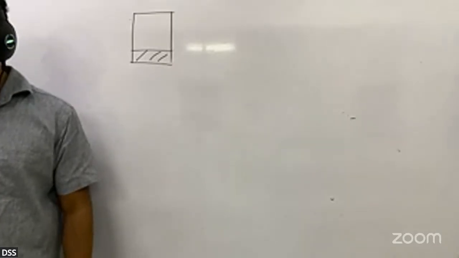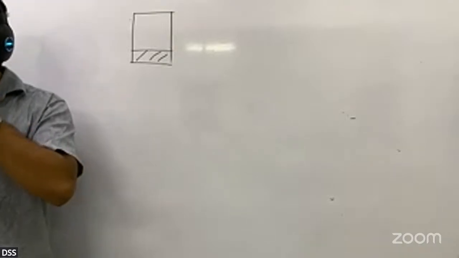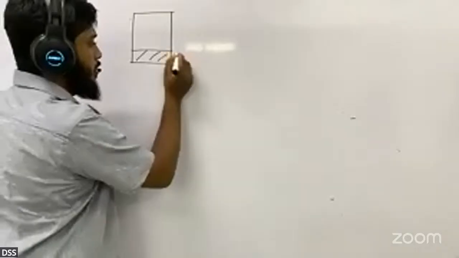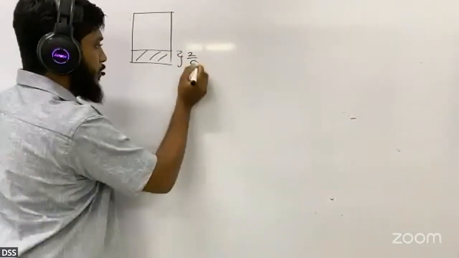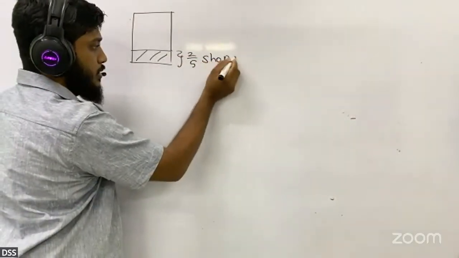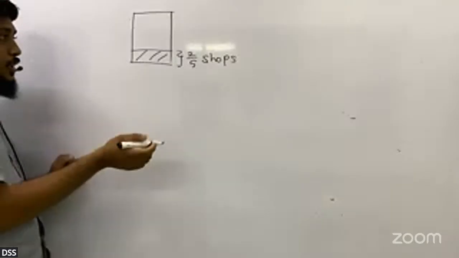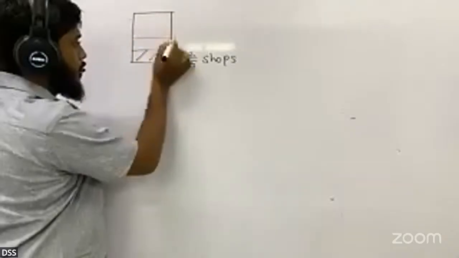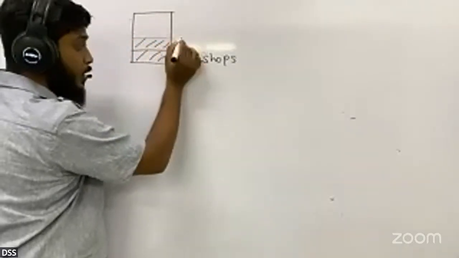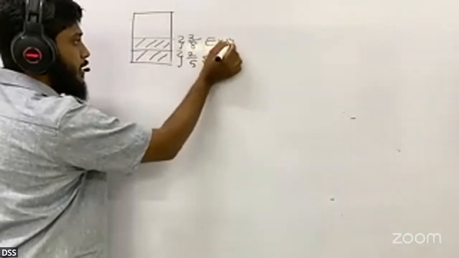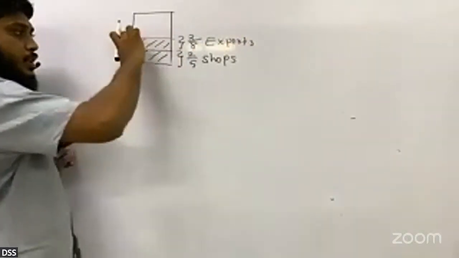Give for shops. What is the amount? 2 over 5. Then this portion you just mark as this is the portion. This value is 2 over 5, given for shops. You mark it. And the other portion is given for exports. What is the portion given for export? How much? 3 over 8 given for exports. First of all, you can write like this. Now this one is finished.